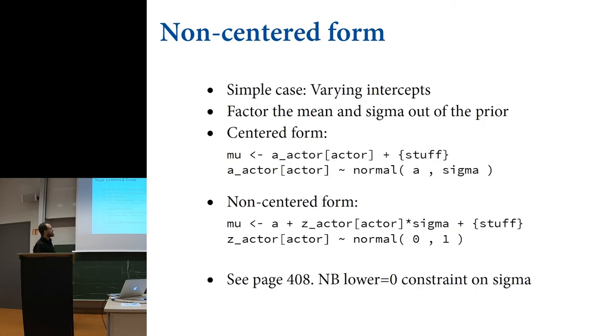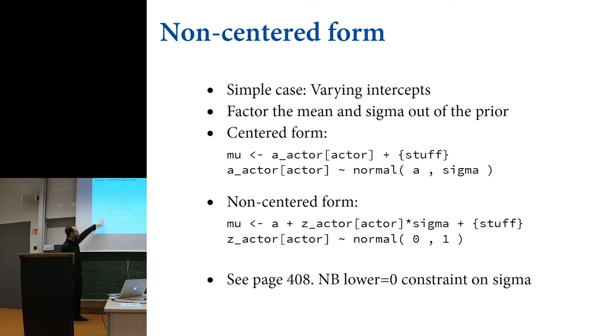In our case, we're thinking of the cases where, say, varying intercepts is the simplest way to think about this. The centered form, the way you'd write the model, is mu is some actor-specific intercept plus stuff. Stuff is your predictors and your slopes and other stuff, right? So stuff, technical term. And then you have the kind of prior I showed you before. This is called a centered prior because the A and the sigma are in the prior. Right? It centers the prior. It locates it. It puts the scale on it in that line.